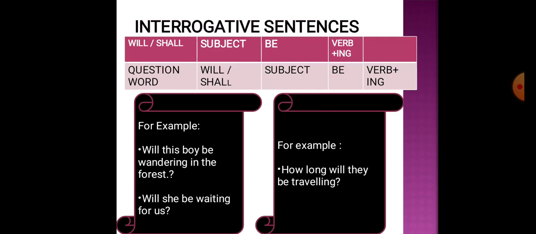And for the second type of questions which begin with a question word, the structure is question word, will or shall, then subject, be and present participle. For example, how long will they be traveling?